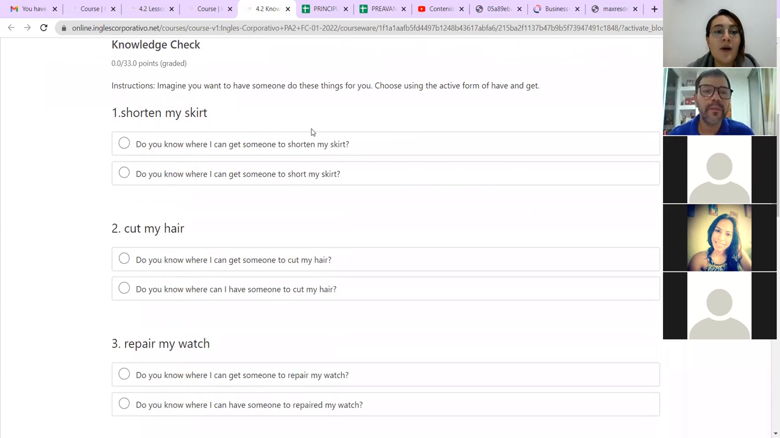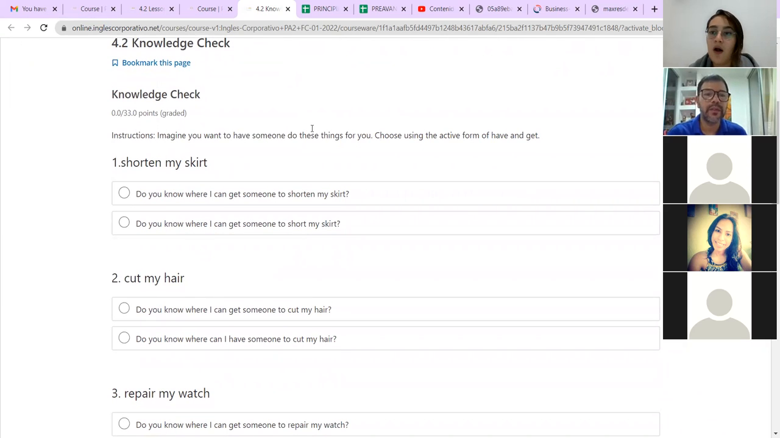I'll do an example. Voy a hacer un ejemplo. Number one. I'll call you as a volunteer, right? You'll say that you want to participate, and I'll ask you to read one exercise. Okay, number one, shorten my skirt. What we need to do is choose using the active form of have and get. Vamos a usar active form. You will read, vamos a leer, number one, shorten my skirt, y vamos a leer las dos posibles respuestas.